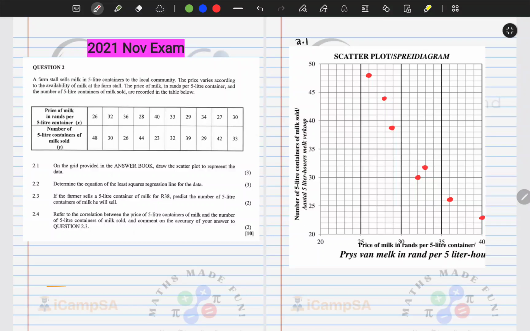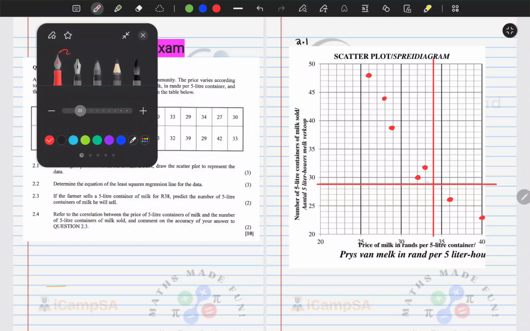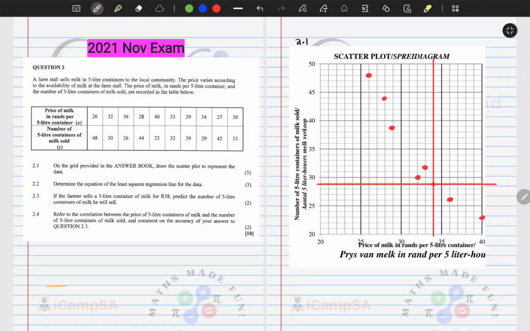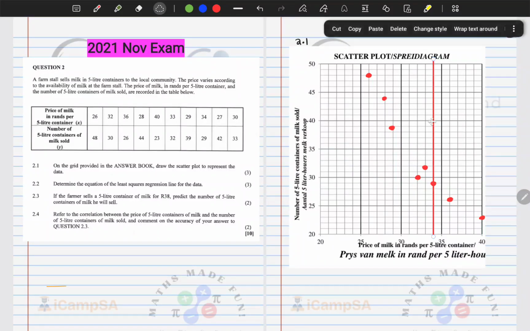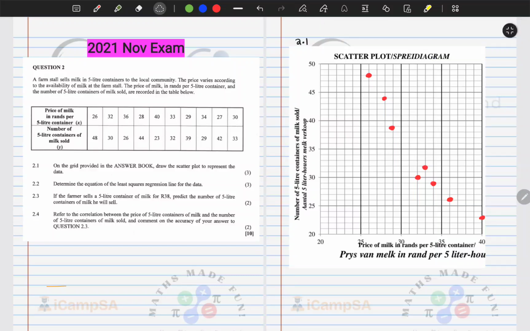Then we can go to 34 and 29. So 34 is just before 35. And we're looking for 34 and 29, which is just below 30. So if you look at the mark we're supposed to make, it's here. Okay. So let's delete. And then we're now going for 27 and 42.